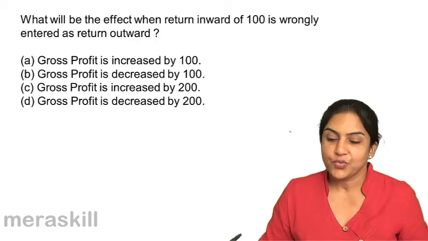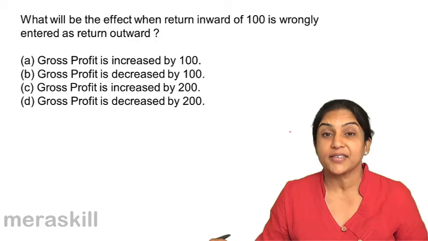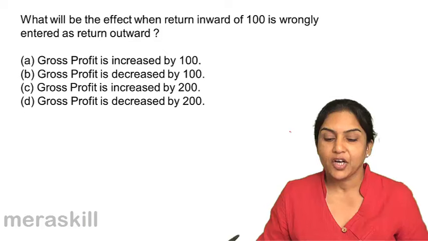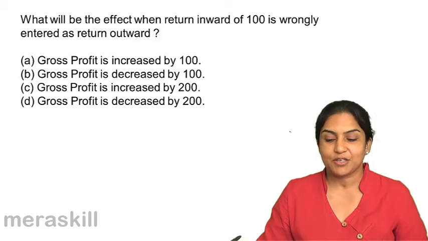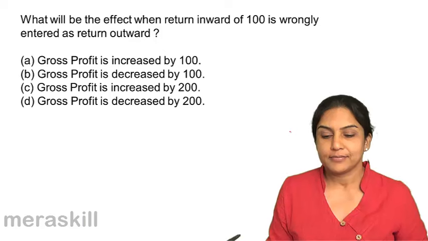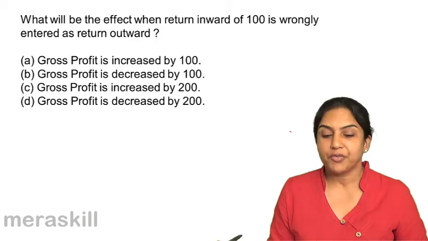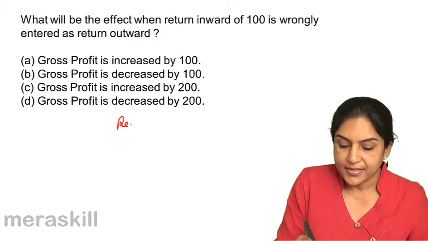What will be the effect when return inward of rupees 100 is wrongly entered as return outward? A. Gross profit is increased by 100. B. Gross profit is decreased by 100. C. Gross profit is increased by 200. And D. Gross profit is decreased by 200. What has happened? Return inward of 100 is wrongly entered as return outward.